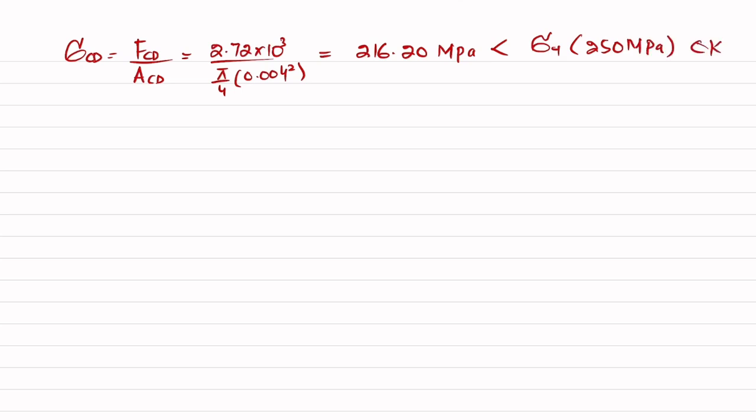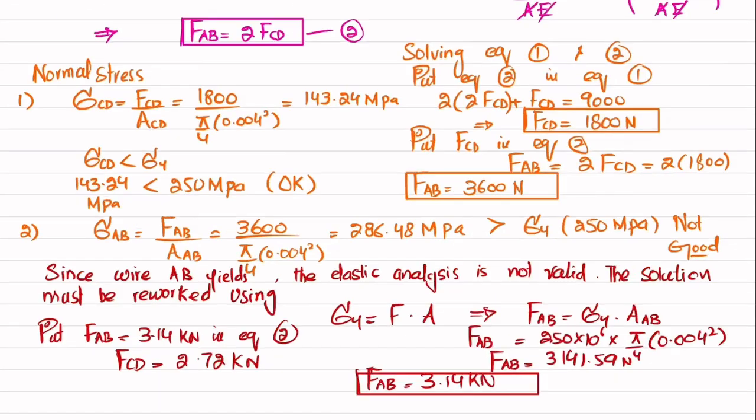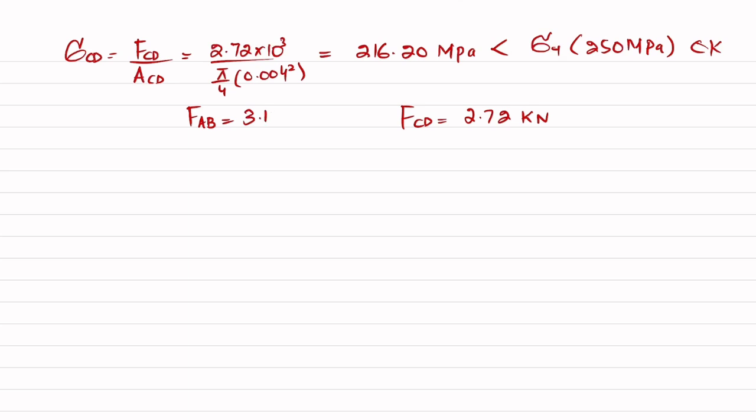So the answers: force in wire AB is equal to, and force in wire CD is equal to. Force in wire CD is 2.72 kilonewton, and force in wire AB is 3.14 kilonewton. So this is the answer of our first part.